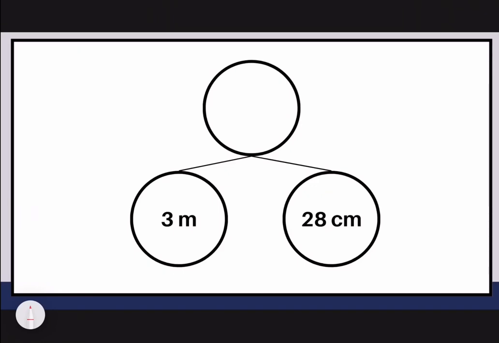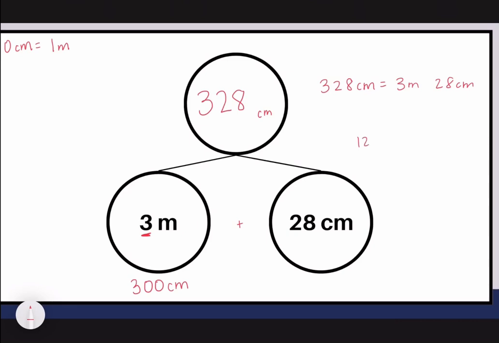This time, let's work in reverse. We're given 3 meters, 28 centimeters, and we're trying to find out how many centimeters that is equal to. Well, I know that every time I have 100 centimeters, I have 1 meter. So this time, if I have 3 meters, that's like saying I have 300 centimeters. And when I add these two together, I get 328 centimeters. So 328 centimeters is the same thing as 3 meters, 28 centimeters. It's just like saying, in our customary way, that 12 inches is the same thing as saying 1 foot.